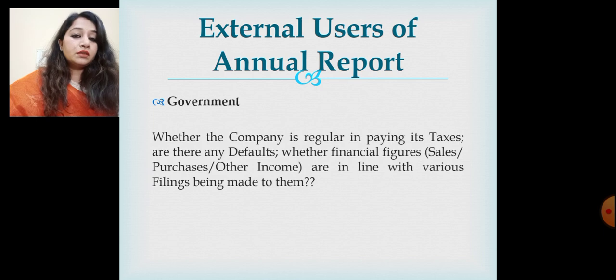Next user is government: whether the company is regular in paying its taxes. There may be any default, so the government wants to know about the various facts and figures of the company, so that they can see whether the company is capable of paying the tax or they might be a defaulter.